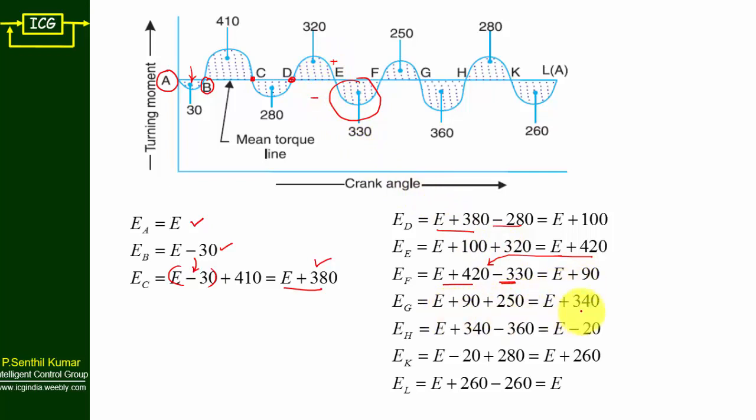Similarly, if you find energy at G, H, K and L, you will get these values: E plus 340, E minus 20, E plus 260 and E. Just check the starting point and the end point. You will get the same E. It shows that you have done the calculation properly. So this is the variation of energy at different points. Here we have to take the maximum energy and minimum energy. So this is the maximum energy. Similarly, you have to find the minimum energy. From that we can calculate del E.